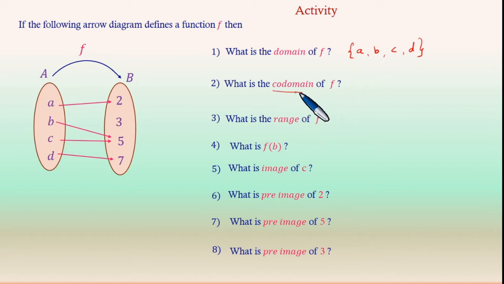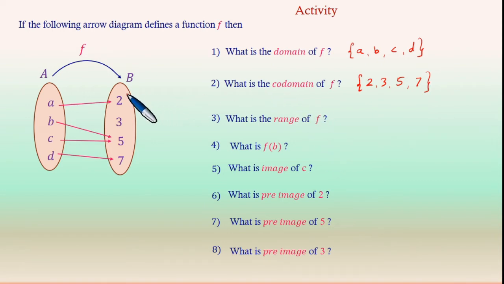What is the codomain? Codomain is all the possible output values, the elements of the set B. Elements of the set B are the codomain. That is 2, 3, 5 and 7. All possible output values are the elements of codomain.